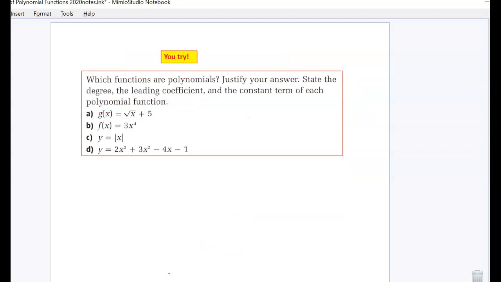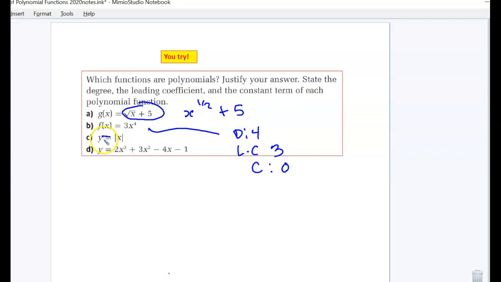If we look at this set here, again, we can quickly see this is not a polynomial because it has an exponent of x to the 1/2. Root x means x to the 1/2. This one is a polynomial, and it's degree 4. The leading coefficient would be 3, and the constant in this case would be 0. Absolute is not. This guy here is a degree 3. The leading coefficient, 2, and the constant would be negative 1.